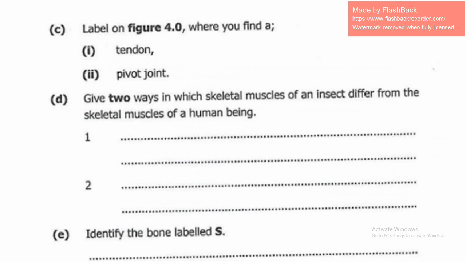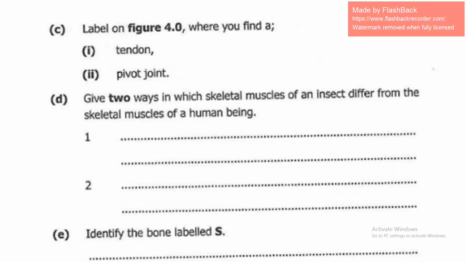Then question C. Question C is saying label on figure 4.0 where you find, for number 1, a tendon, then number 2, a pivot joint. So that's saying we label on the same diagram that they've given us. We label where we find a tendon and where we find a pivot. We cannot label where a tendon is without knowing what a tendon is.